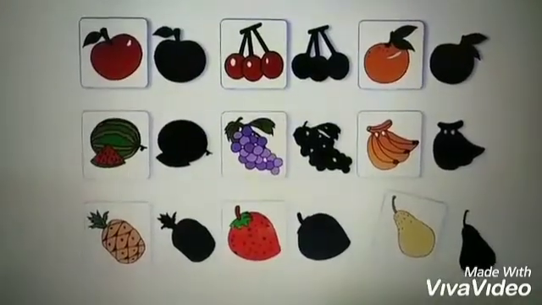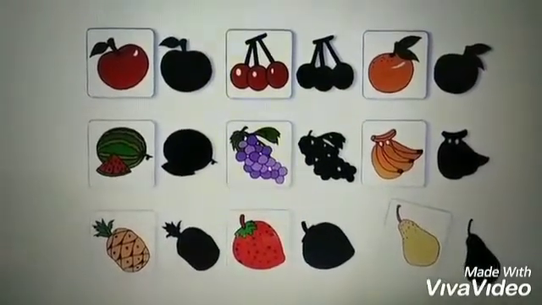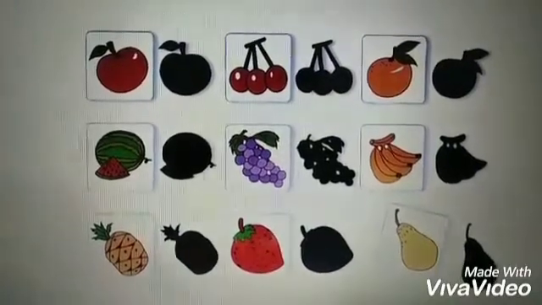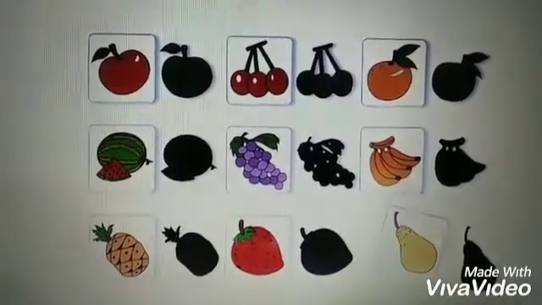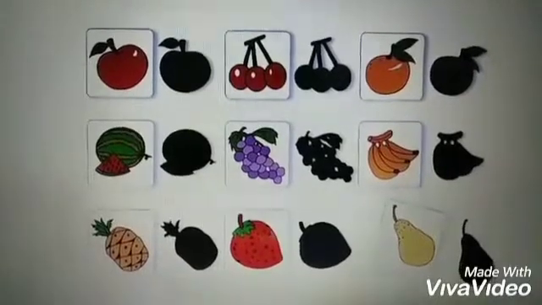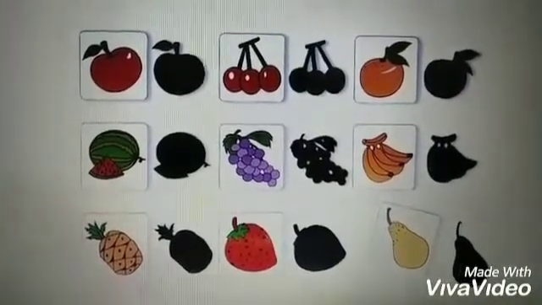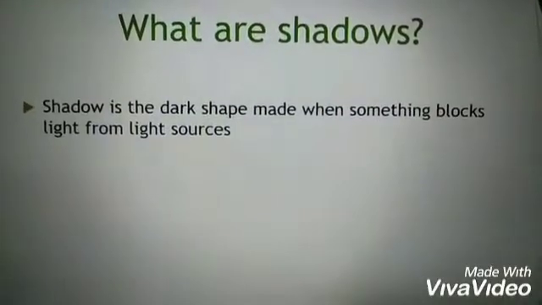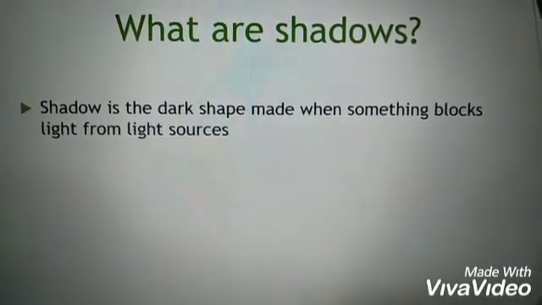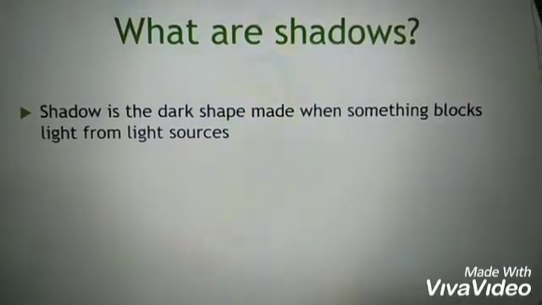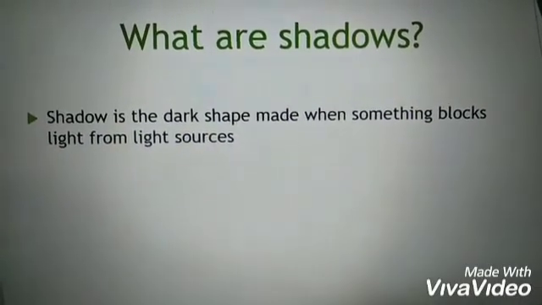Look again at these objects. You can see that next to each fruit, there is another fruit that looks exactly the same but has a black color. These fruits are the shadows of the real fruit. So, shadow is the dark shape made when something blocks light from light sources.